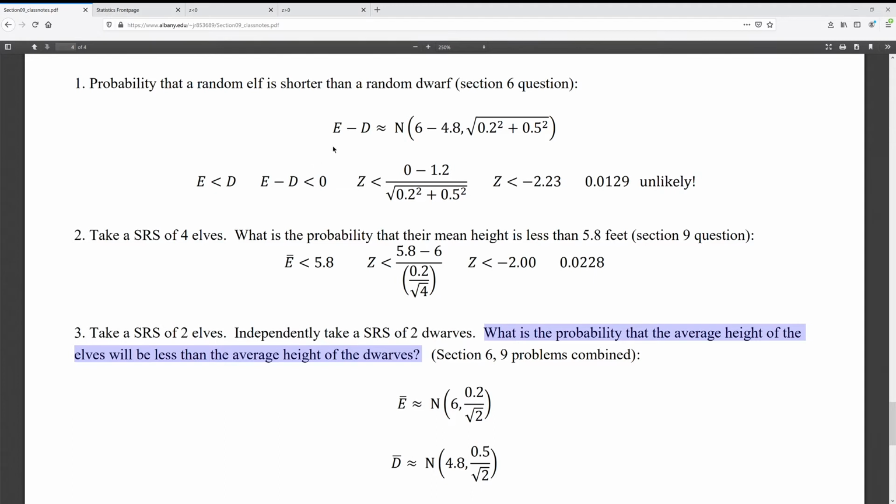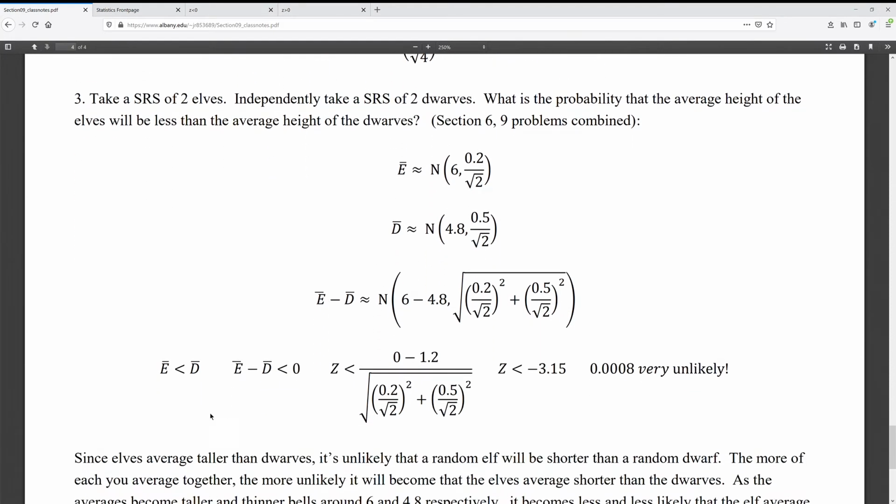On the outer level, it diagrams pretty much like problem 1, but with bars. So we're talking about E bar being less than D bar. We're talking about the average of two elves being less than the average of two dwarves. Now, by the way, notice that we've got two n's in play. If you wanted to make it complicated, there's no reason it's got to be the same number of each, right? You've got the n for the elves, which is 2, and you've got a different n for the dwarves, which also happens to be 2.